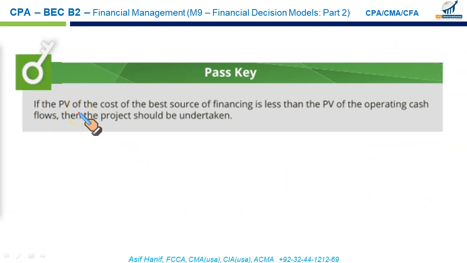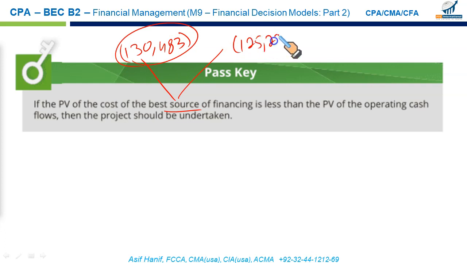So that's the conclusion we have come up to. If the PV of the cost of the best source, which we identified, because there were two sources, either we could have borrowed the funds and acquired the asset, in that case the present value of outflow was 134,483, right? This is borrow and acquire the asset. Or in the second case, we would have gone to the lease rental arrangements. In that case, the present value of outflow, negative, was 125,291. So if the PV of the cost of the best source, this one, is less than the present value of operating cash flows, which was substantially bigger than this number, 184,695.